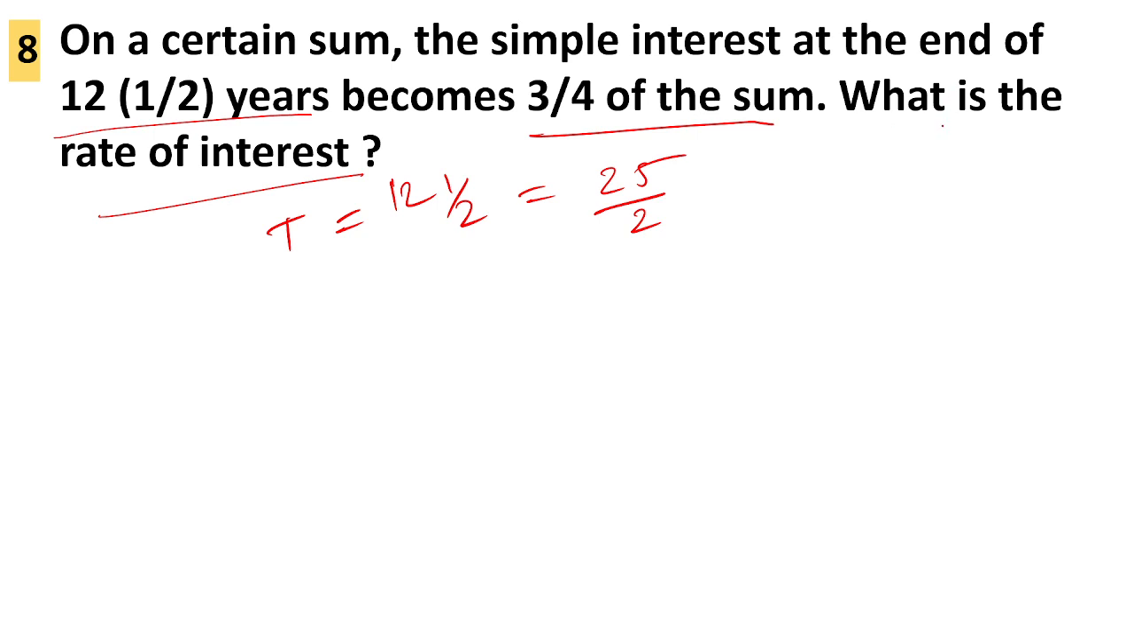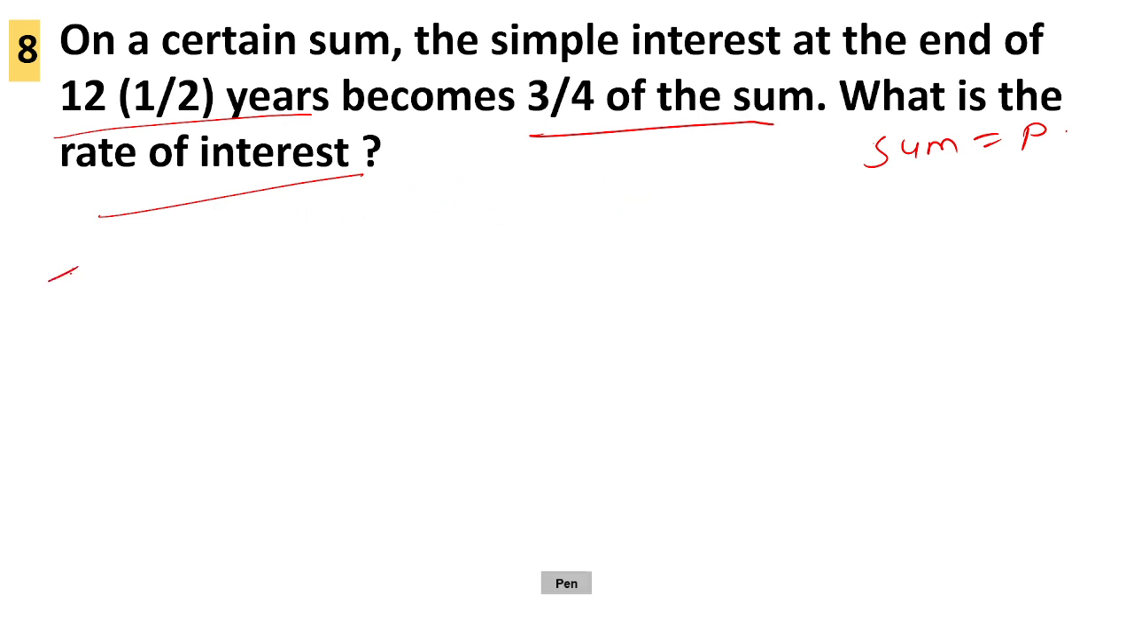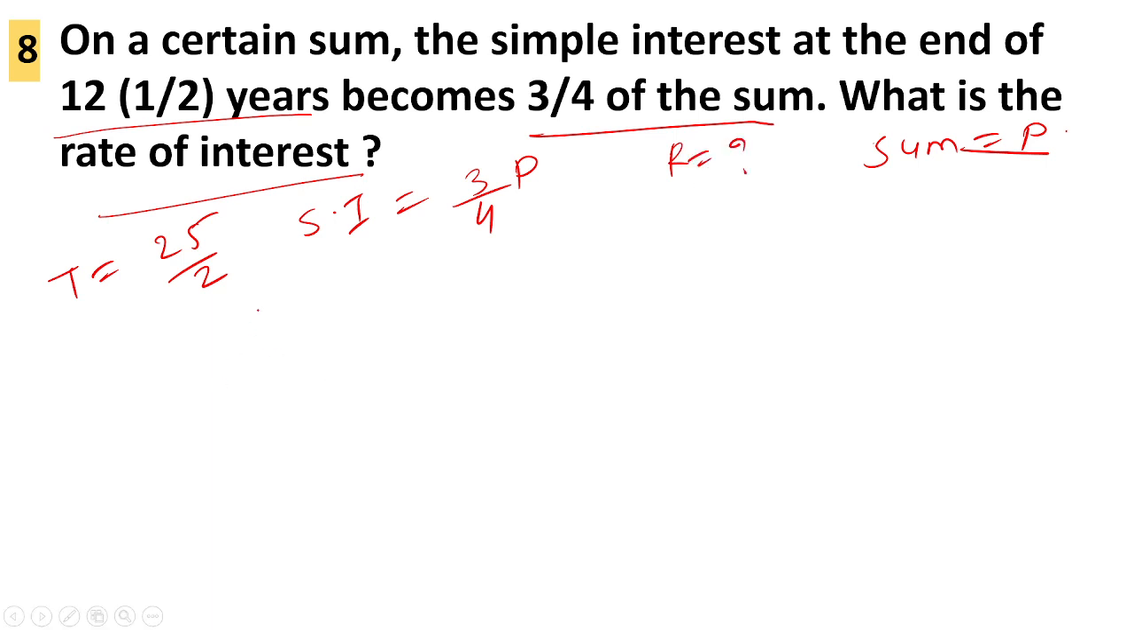Let's take the principal or sum as P. So first we got T as 25 by 2. The simple interest will be 3 by 4th of the sum. What is the sum? P. So 3 by 4th of P. What do we have to find? We have to find R, right? So basically it's simple, you just must get the given data. If you are able to find the given data, you can solve any question.